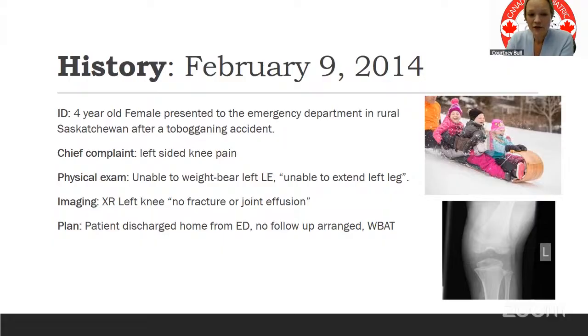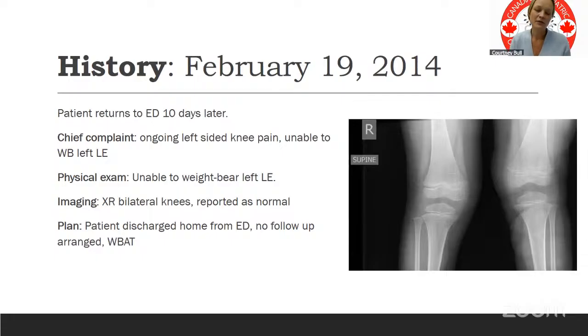Imaging was done in the emergency department just of the left knee. There was no fracture, no joint effusion. She was discharged home with no follow-up arranged and was told to be weight-bearing as tolerated. She came back 10 days later with a chief complaint of ongoing left-sided knee pain, again still unable to weight bear on the left lower extremity. Imaging was done of bilateral knees this time.